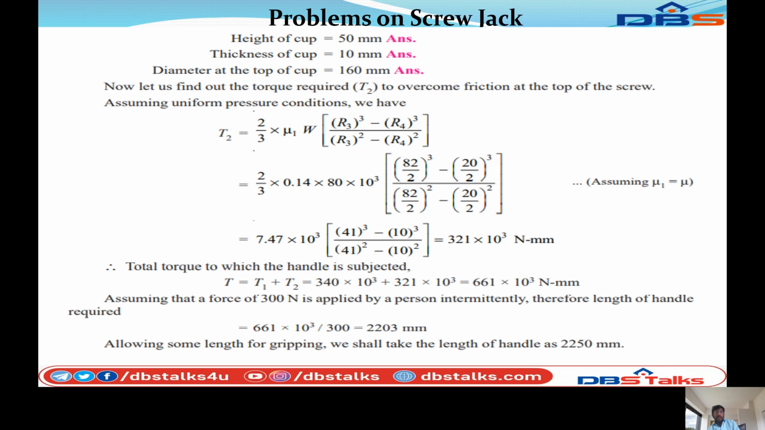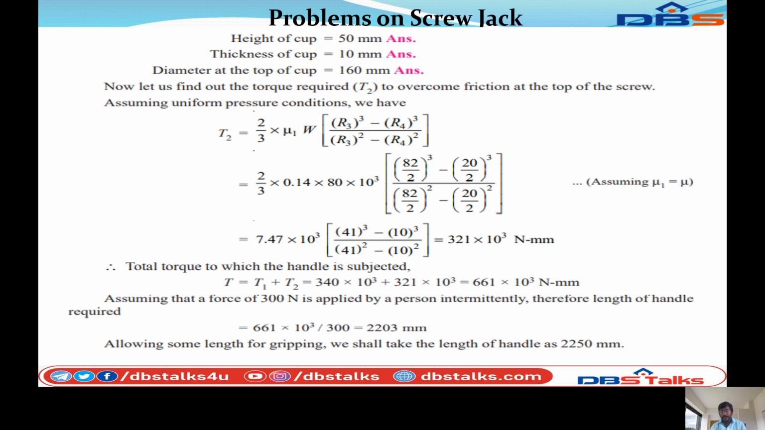Now let us find the torque required, T2. The formula for the torque required T2 is given in the Jaladan data book, page number 8.9, the torque required to overcome the collar friction.